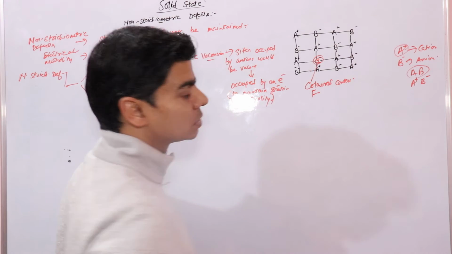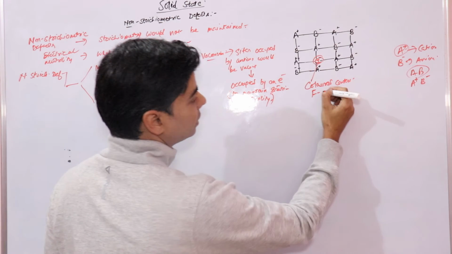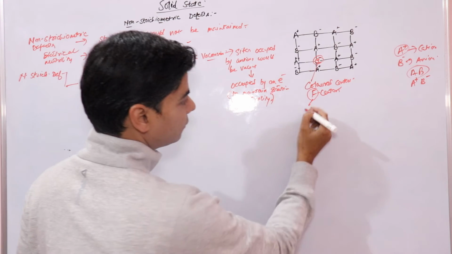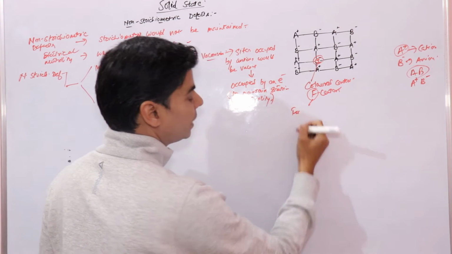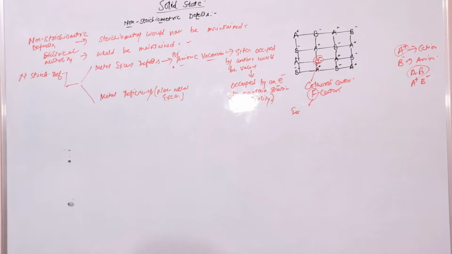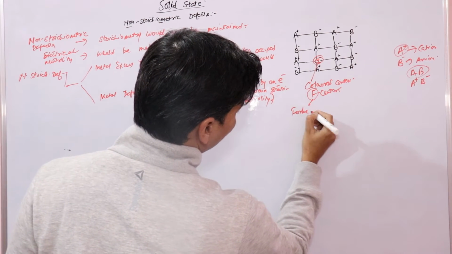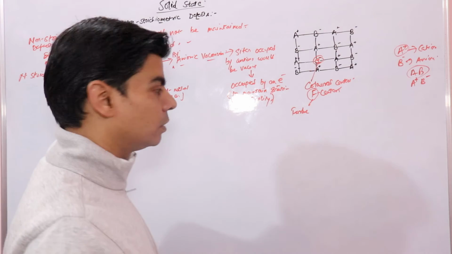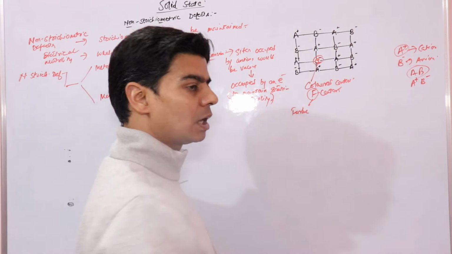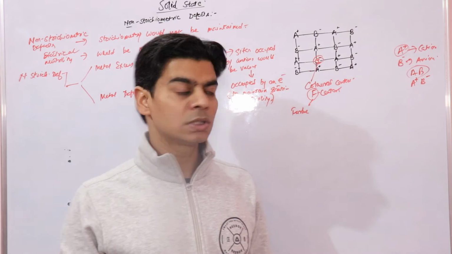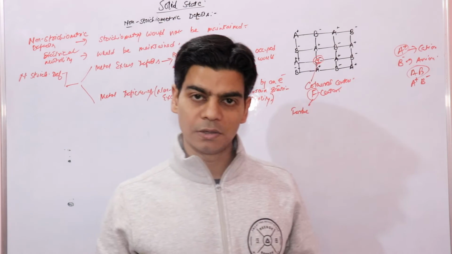In your books, you will find it written as F centers. We call them F centers because F stands for Farbe, which is a German word for color. So these are colored centers. Due to these F centers being occupied by electrons, this crystal would appear colored, right?